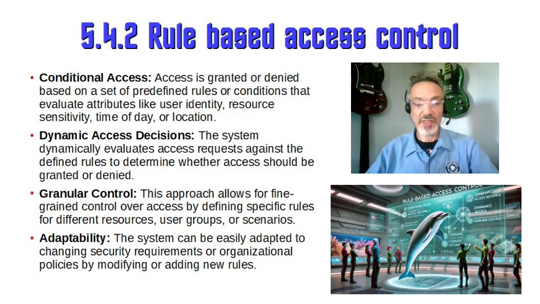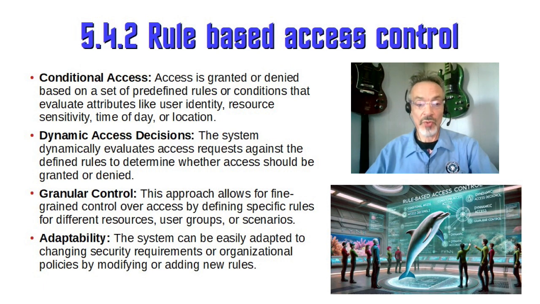Conditional access. Access determined by a set of rules based on factors like identity, role, resource sensitivity, time of day, even location. Think of this as a system that asks, do you meet all the conditions for access? Dynamic access decisions. The system evaluates requests in real time, making it highly adaptable. This means access decisions can change based on context, another concept that shows up in various CISSP questions.